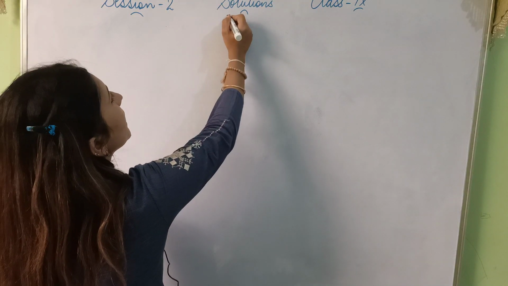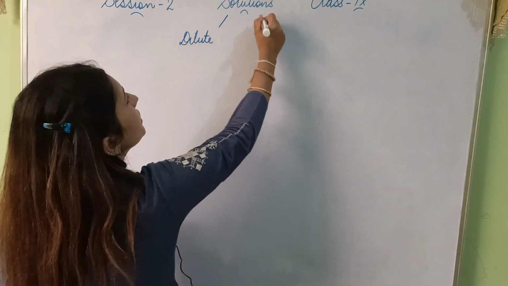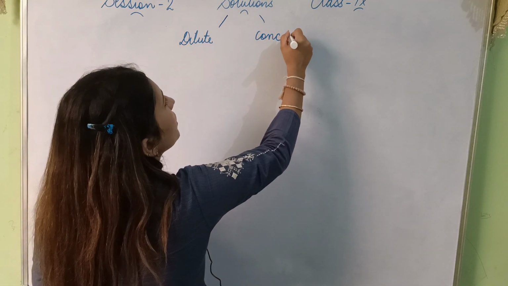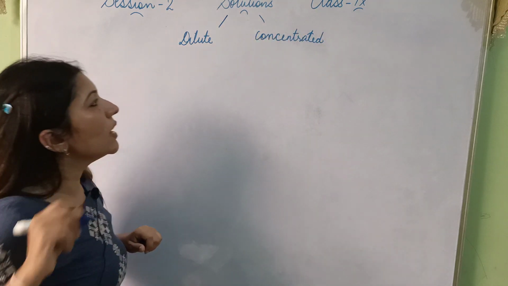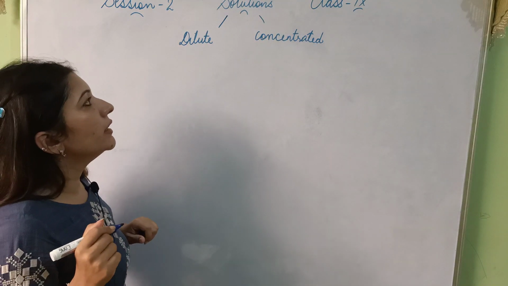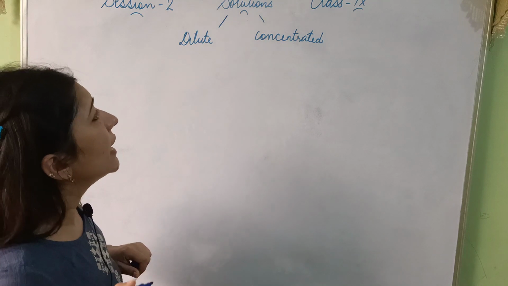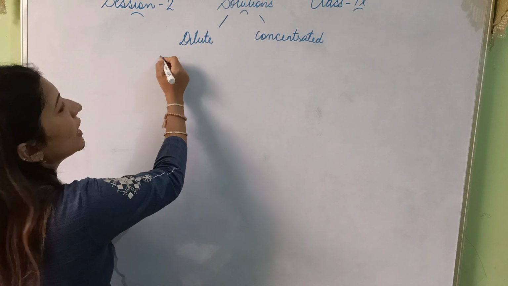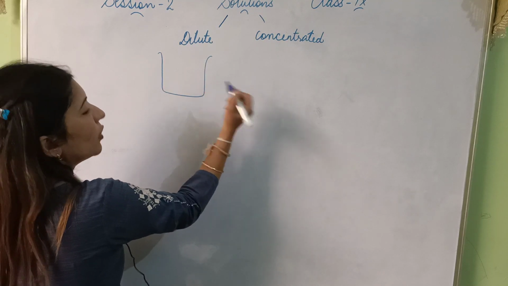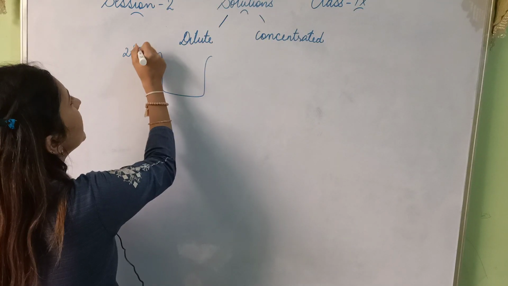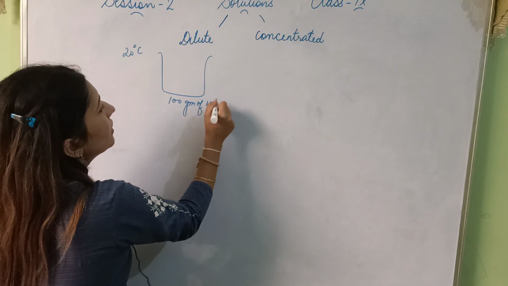Now we can classify solution into dilute and concentrated solution. Now these two are relative terms. These two terms are taken in comparison. I'll explain with the help of an example. Suppose I take 100 grams of water, and water is my solvent here. Temperature is 20 degrees Celsius.